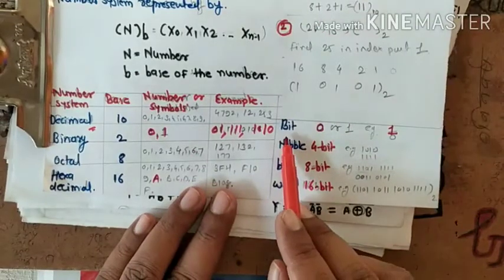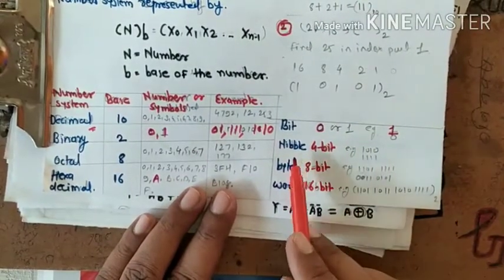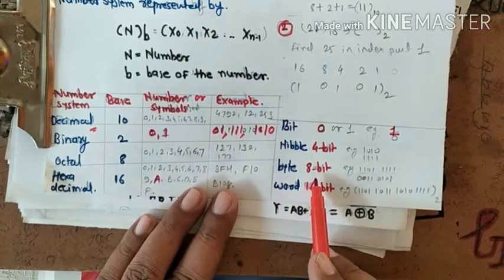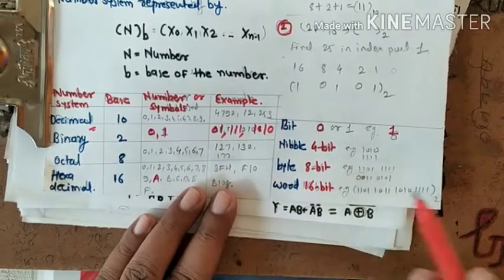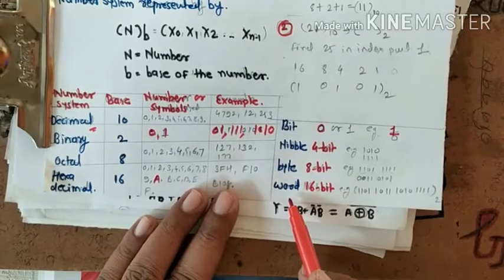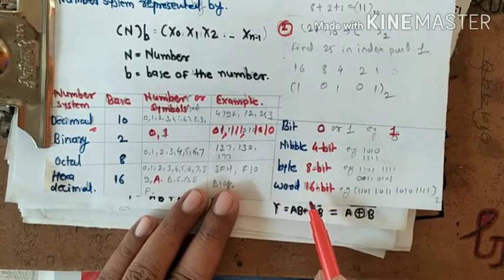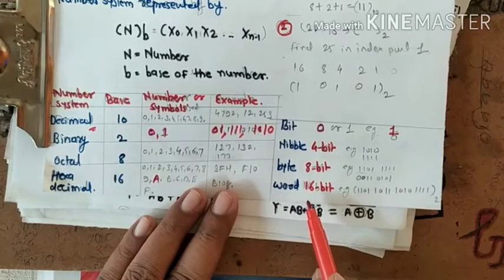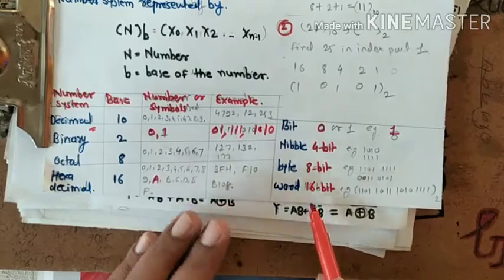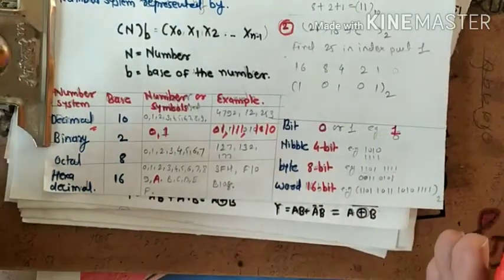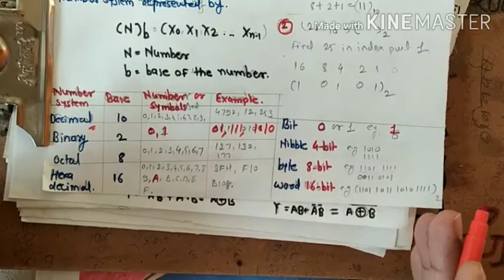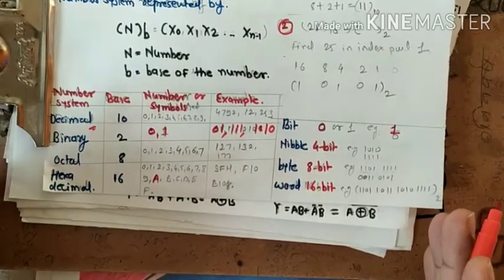So I repeat, bit is nothing but a 0 or 1. Nibble is nothing but a group of 4 bits. Byte means a group of 8 bits. It is called 1 byte. And the last one is word. Word is nothing but a combination of 16 bits. A group of 16 bits is called 1 word. So these are the very basic fundamentals of number systems which are used in digital electronics.